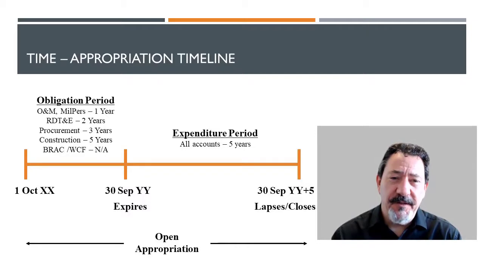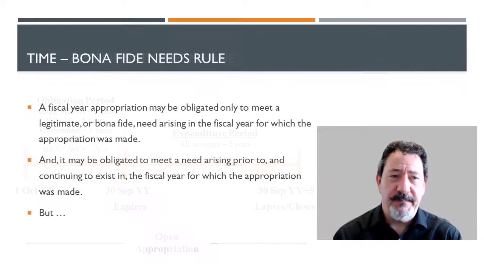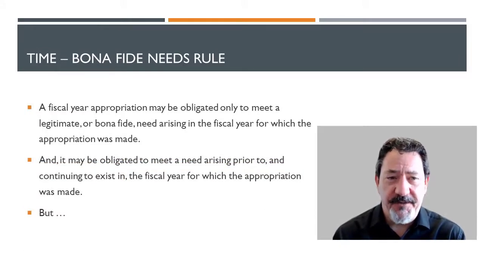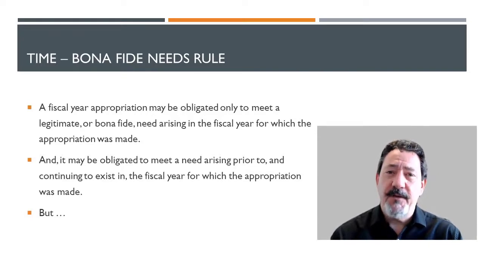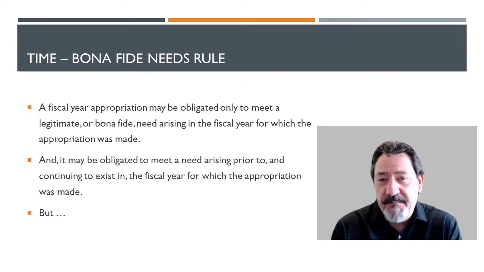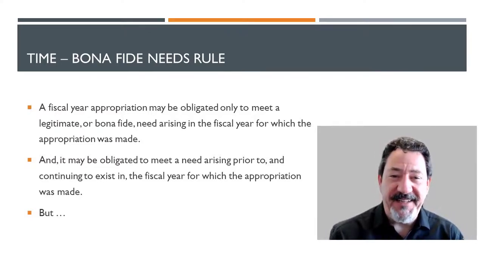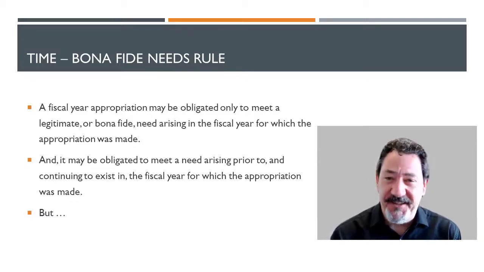So these laws can be reduced to what we refer to as the bona fide needs rule. The bona fide needs rule says a fiscal year appropriation may be obligated only to meet a legitimate or bona fide need arising in the fiscal year for which the appropriation was made. So if it's currently fiscal year 2022, and a need arises during fiscal year 2022, I can use a fiscal year 2022 appropriation to pay for that need. Right? Congress provided that money to meet needs this year. I have a need this year. I can use this year's money.